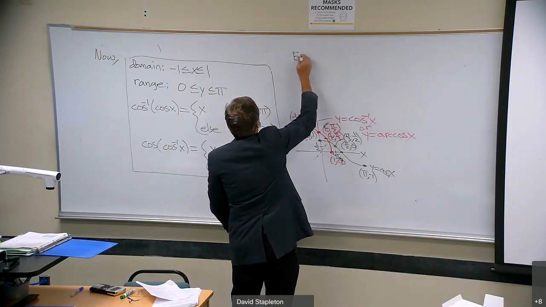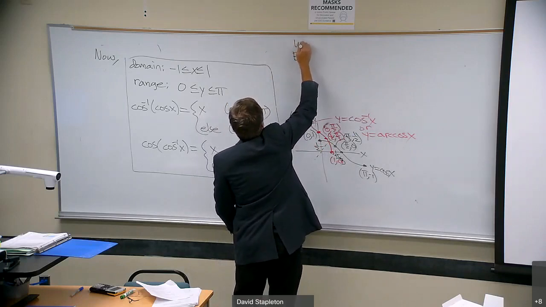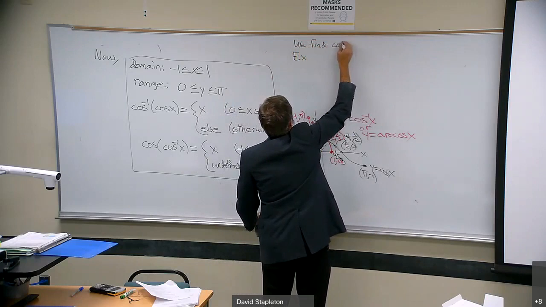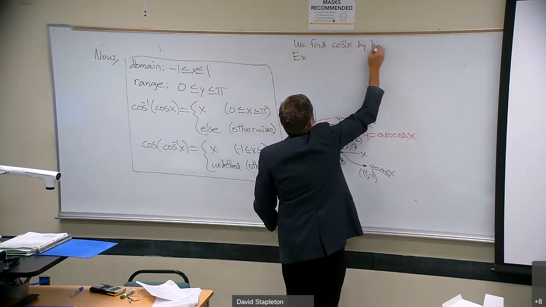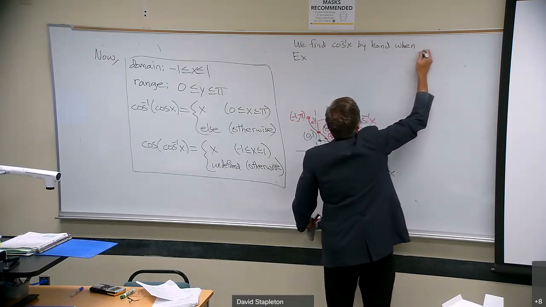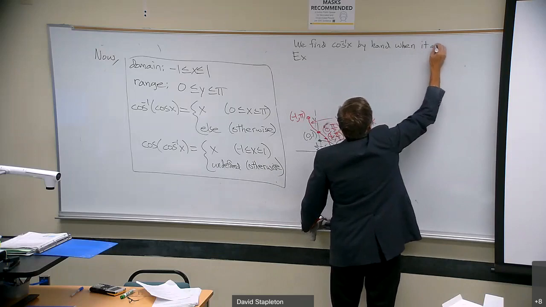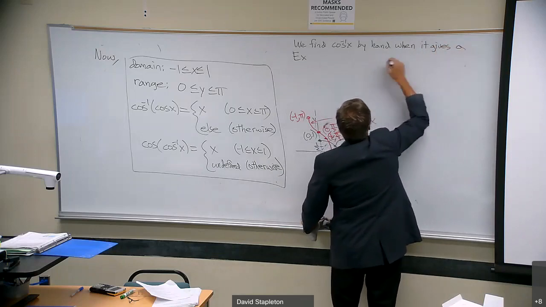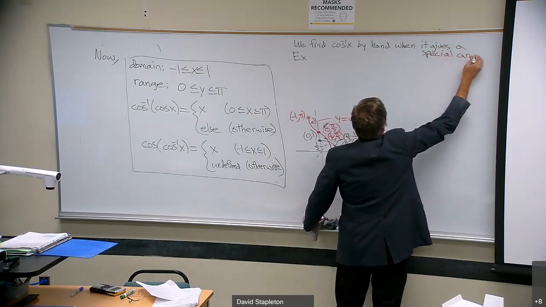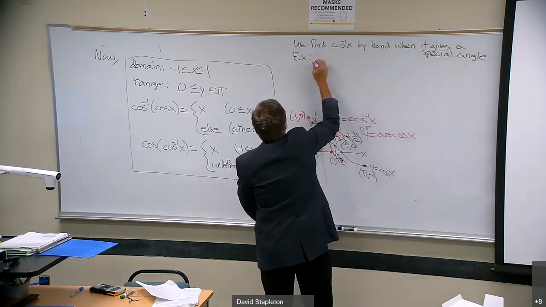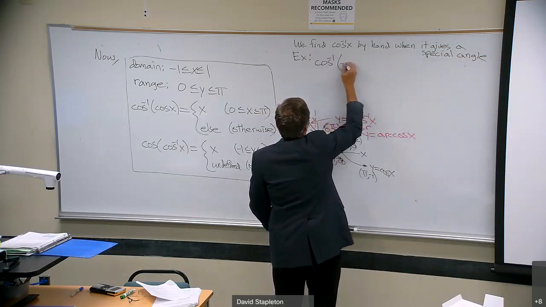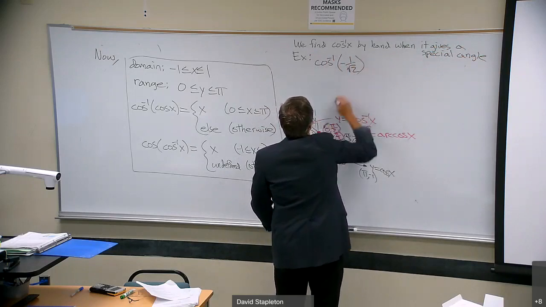So let's calculate some examples by hand. Find inverse cosine of x by hand exactly when a special angle results. So you look to see if it's a special number going in. We're taking the arc cosine of a number that we recognize coming from a special angle, such as -1 over square root 2, then we can do it exactly.